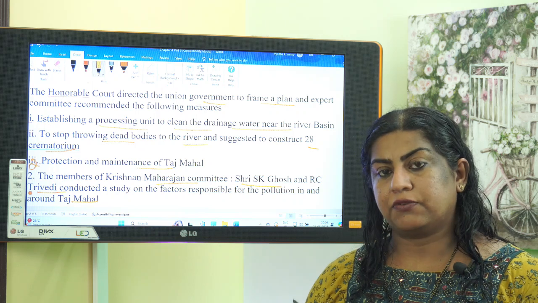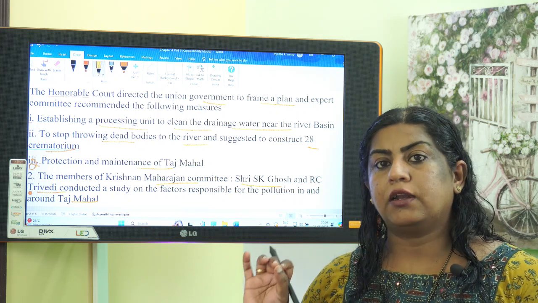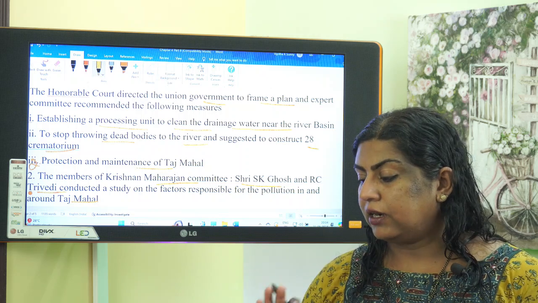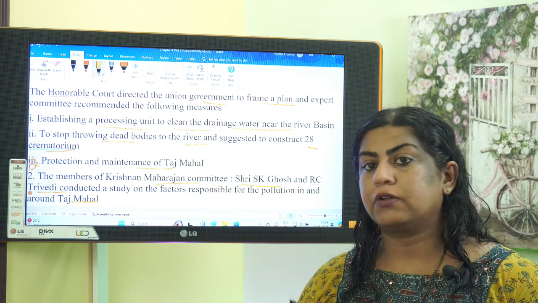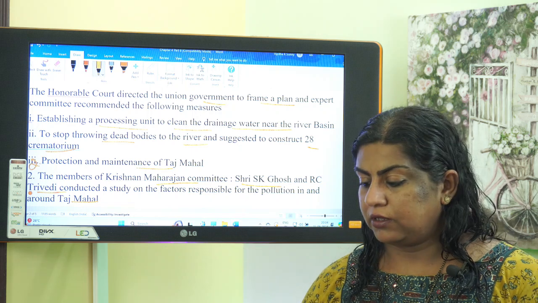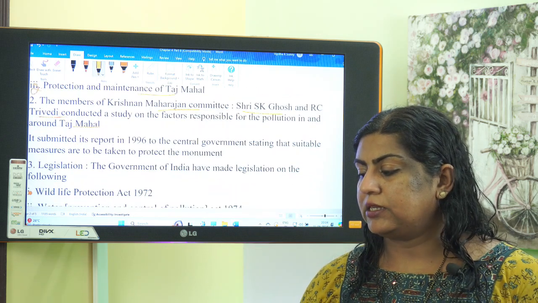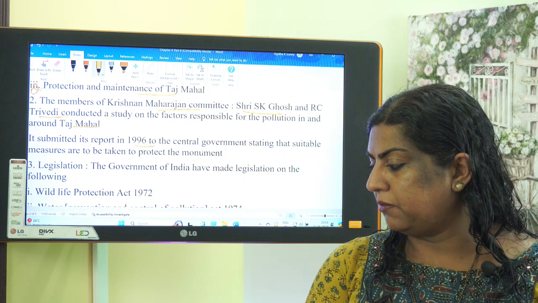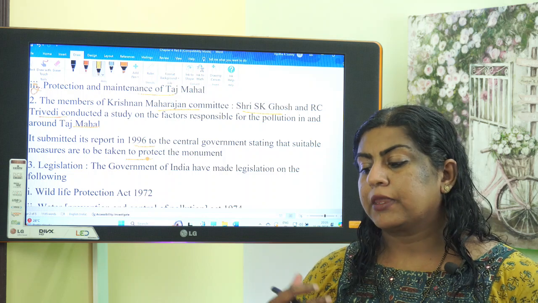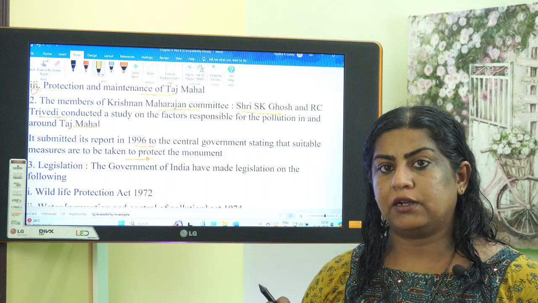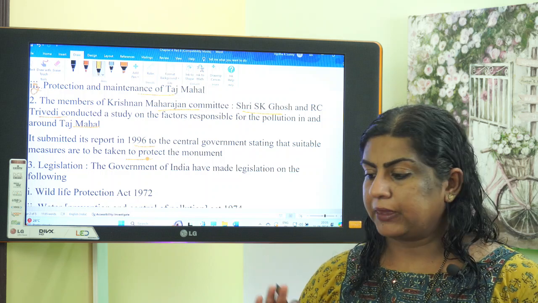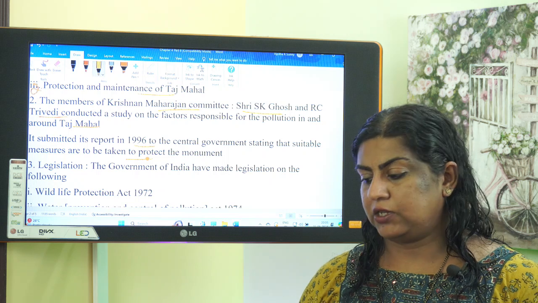Regarding protection and maintenance of Taj Mahal, the members of the Krishnan Maharajan Committee, what did they do? That is Sri S.K. Ghosh and R.C. Trivedi, they conducted a study on the factors responsible for the pollution in and around Taj Mahal. So they studied what are the reasons, why the area is polluted, the causes they studied. Then they submitted their report in 1996 to the central government, stating that suitable measures are to be taken to protect the monument. So that is about protection and maintenance of Taj Mahal.